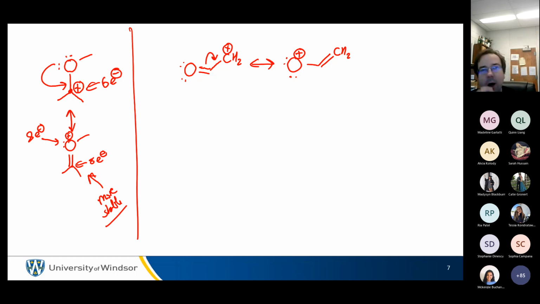So this oxygen is formally positive, but it's not actually electron deficient. It's electron density deficient, but the electron count isn't deficient.